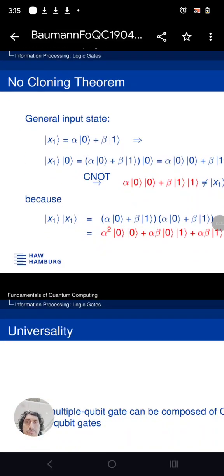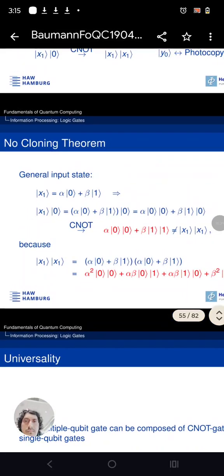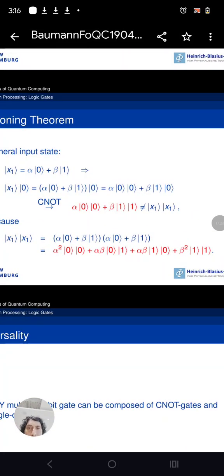Then we have the no-cloning theorem. X1 is alpha 0 plus beta 1 in a superposition. Then we have X1 0 is alpha 0 plus beta 1 times 0, which is alpha 00 plus beta 10. Then with the CNOT we have alpha 00 plus beta 11, which is not equal to X1 X1, because X1 X1 will be alpha square 00 plus alpha beta 01 plus alpha beta 10 plus beta square 11.